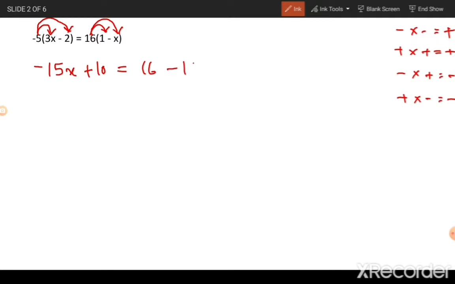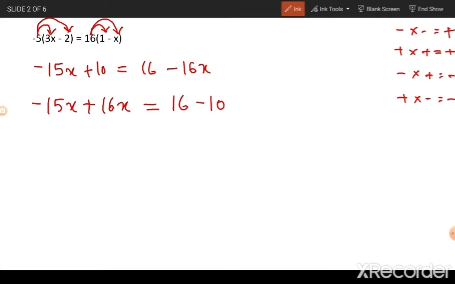So that's minus 16x. Now I'm going to take all the terms with the unknown variable x to one side. So that's minus 15x and plus 16x. So minus 16x is on the right hand side. When it comes to the left hand side, you have to reverse the sign and it becomes plus. And all the other constants and values, I take to the right hand side. So 16 was already here. Plus 10 will go to the right hand side and it becomes minus 10.